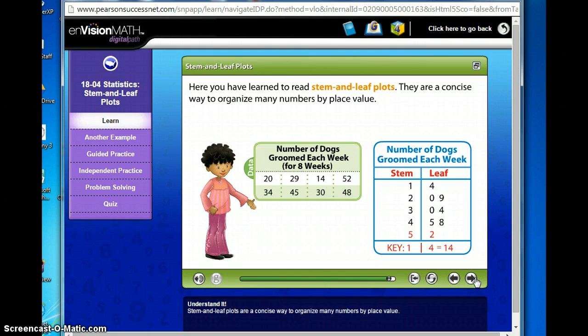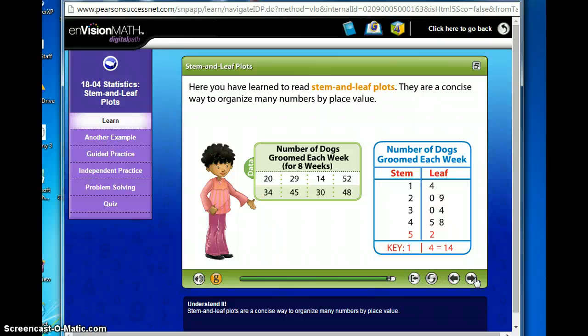Here you have learned to read stem and leaf plots. They are a concise way to organize many numbers by place value. Now, this example does not show this, but sometimes you may have a set of data where, let's say, this week they had 29 dogs, and this week they had 29 dogs. Where you have a number that's represented multiple times, then you need to list it multiple times.